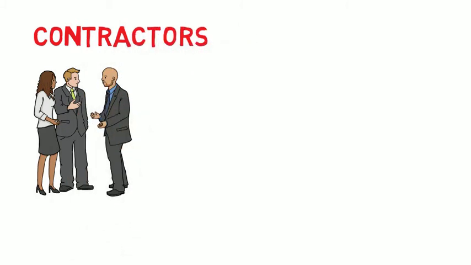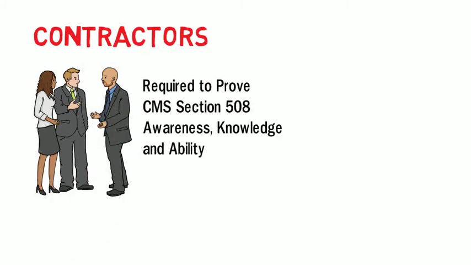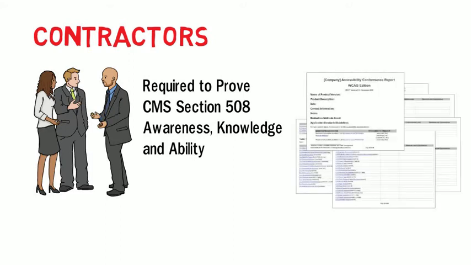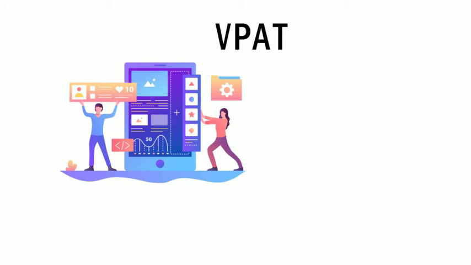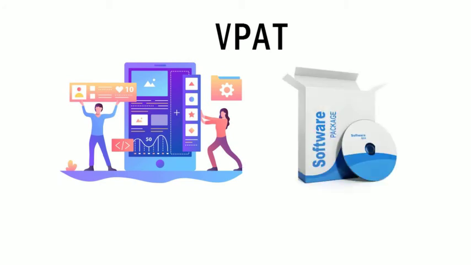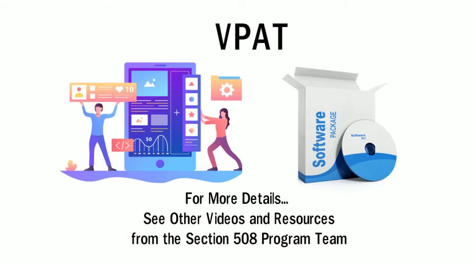As a contractor, what should you do? Contractors and other vendors utilized by business owners are required to prove their awareness, knowledge, and ability to adhere to CMS Section 508 standards and testing. For software applications, this ability is acknowledged through the Voluntary Product Accessibility Template, or VPAT. The VPAT is a document that verifies Section 508 standards, and this should be completed for new applications developed for CMS as well as for commercial off-the-shelf products. We have more details about the VPAT in additional videos in this series and in other resources.